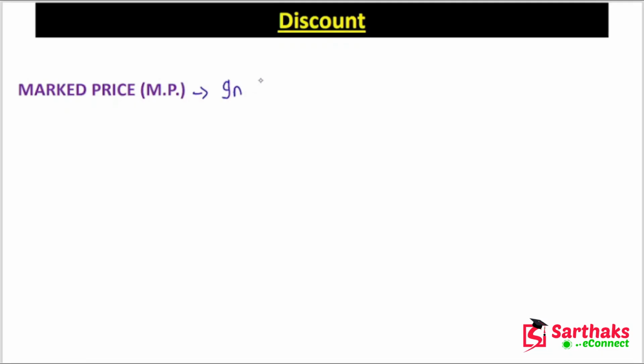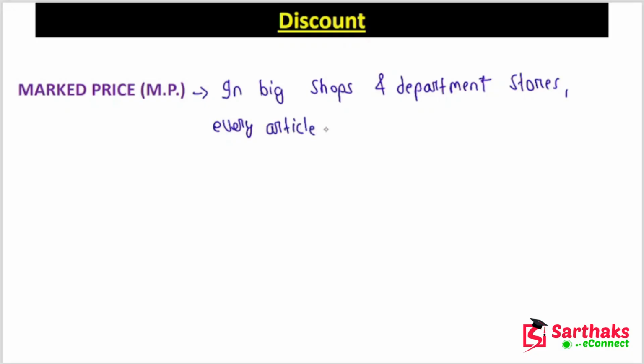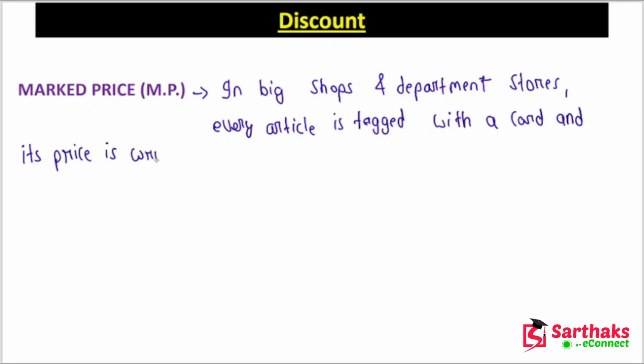Now what happens in big shops, whenever you visit big shops and department stores or any other place where articles are sold, there every article is tagged with a card. You must have seen that there is always a card with every article. Everything which you see in these stores is tagged with a card, and its price is written on it. So whenever you next visit the shops or department stores, you must see that there is a card in which there is some price written on it.